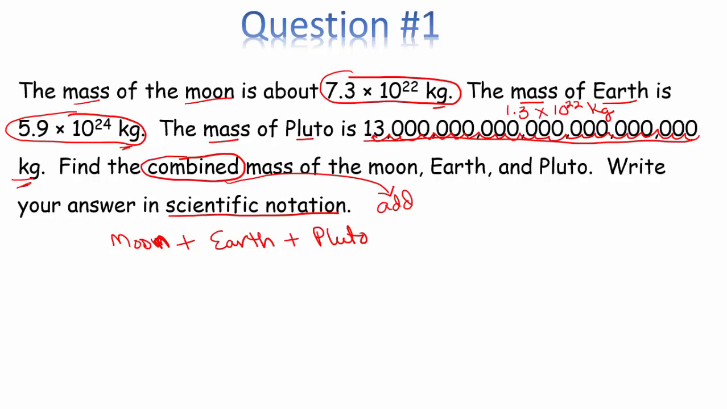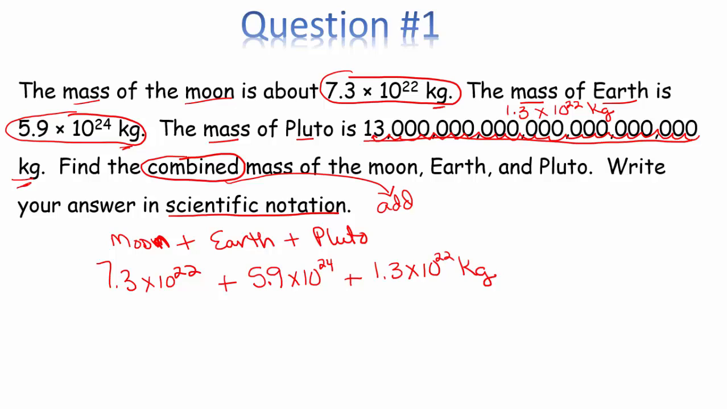The mass of the moon, 7.3 times 10 to the 22nd kilograms. The mass of Earth, 5.9 times 10 to the 24th kilograms. And the mass of Pluto is 1.3 times 10 to the 22nd kilograms. There's a strategy that we use when we add or subtract numbers in scientific notation. We know the exponents on our base of 10 must agree. These don't agree. So we must make our exponents agree.